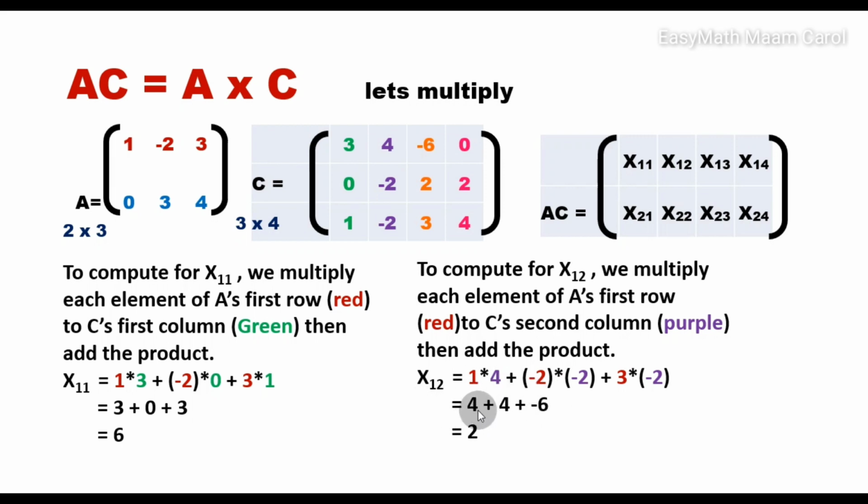Adding all together, so 4 plus 4 is 8. So that's positive 8. Positive 8 plus negative 6. Diba sinusubtract pag positive negative? So the answer is 2. Bakit positive 2? Kasi winner yung absolute value ng positive 8. So, positive 8 at saka negative 6. Mas malaki yung positive 8, kaya positive 2. So, yun yung sagot. Now, this positive 2 will be substituted later on to this element.